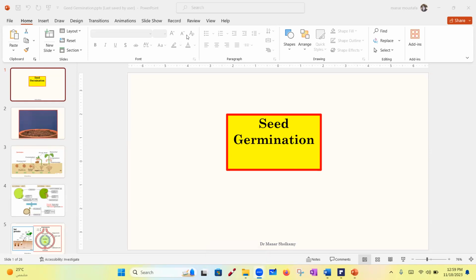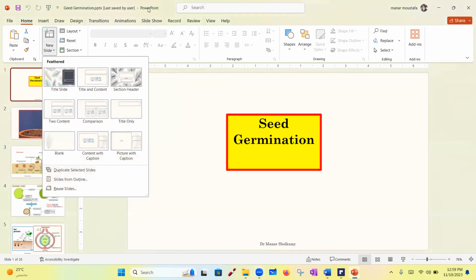Today we will talk about seed germination, and hopefully we will finish the lesson today. If not, we will finish it tomorrow in class. Okay, this is a section that we did not discuss in class, which is seed germination.